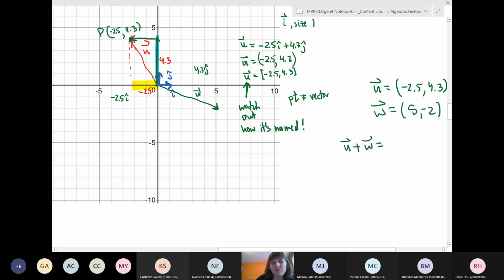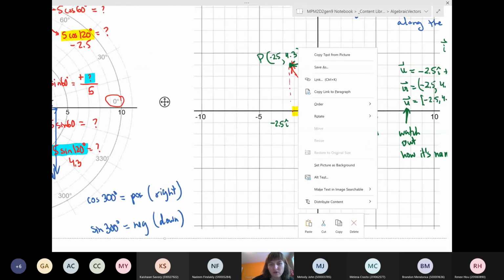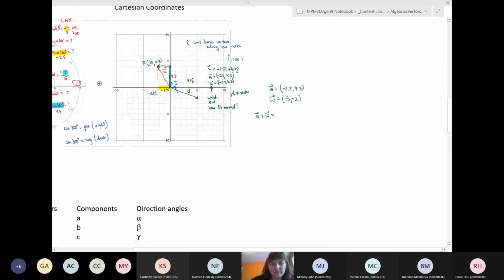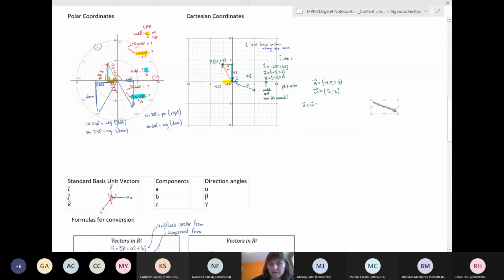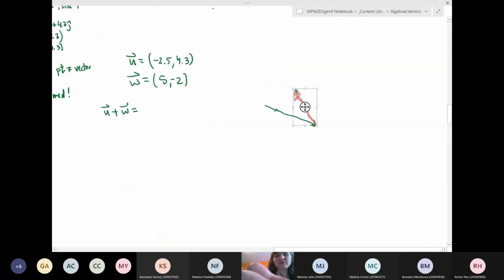Watch this. If I want to prove to you that this is actually going to be equivalent. So first of all, what I'm going to do is I'm going to grab this vector w, and you know how we usually add vectors, we do head to tail. Hang on a second. And then my u vector over here. All right, so head to tail would be something like this. Okay, let me draw my resultant. I know it's not most precise, but you'll get the hang of it.